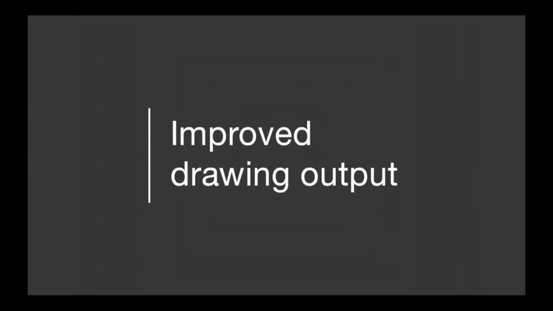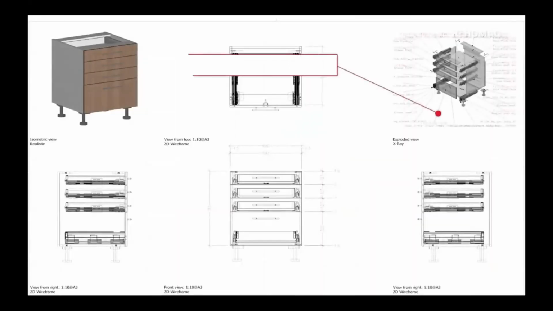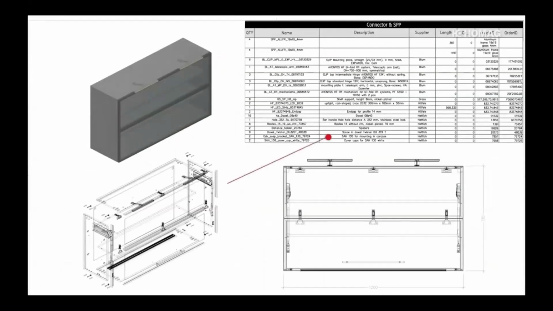On number 6, we have improved drawing output. HOMAG iX comes standard with reports that show an exploded view of the article with its corresponding labels. Also standard are the hardware and material lists on the reports.